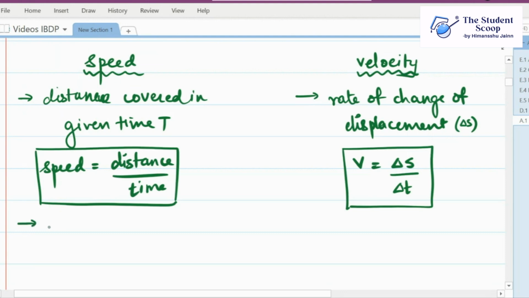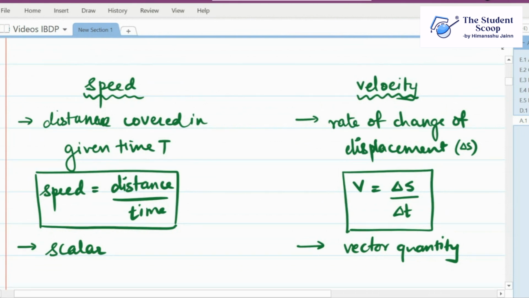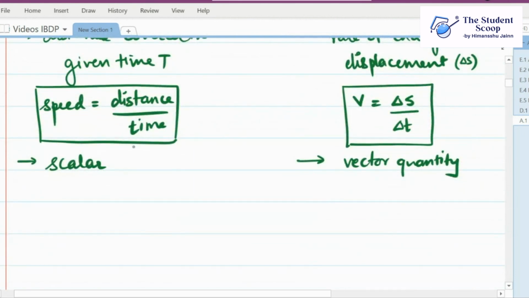But the more important difference is that speed is a scalar quantity, so it only has magnitude, while velocity is a vector quantity, so it has both magnitude and direction. So speed and velocity are highly related. If we take only the magnitude of the velocity, we will always get the speed at that particular point.